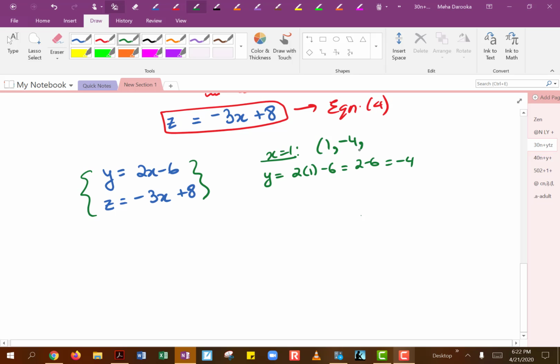So y would be negative 4. For z, it would be negative 3 times 1 plus 8, which would be negative 3 plus 8, which of course gives you a 5. So in the same way, you can find infinite number of ordered triples which would satisfy this equation.